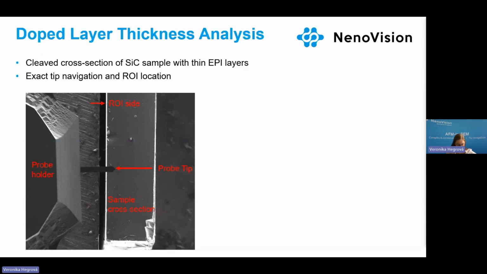If it's a different material, different substrate, and differently doped epitaxial layers, we can also do the cross-section. When the sample is cleaved, we can get exactly to the region of interest on the border. So we see the probe holder, the probe tip. From this side is the region of interest on a cross-section sample.